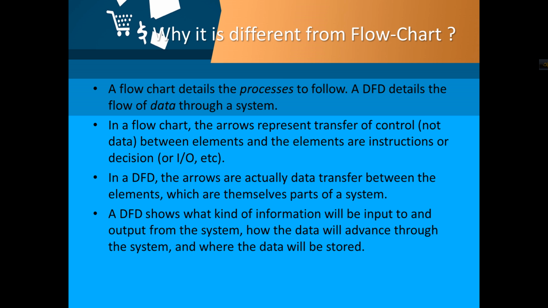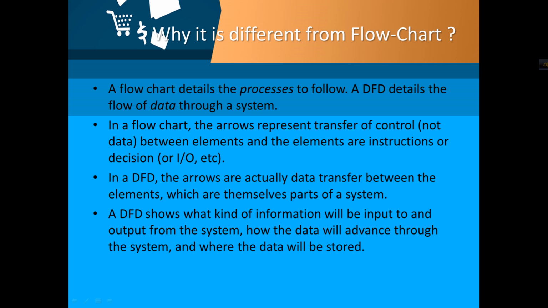Why is it different from flowchart? A flowchart mainly shows the details, the process flow. A DFD details the flow of data through a system. The data, how data is flowing, the DFD says it. But the flowchart details the process, how the process is following, one step after another step. And in flowchart, the step matters. If you put one step above another, the algorithm or the process is chaos. So in flowchart, we need to follow the steps, the algorithm. But in DFD, it's not like that. It's the overview of your whole system.